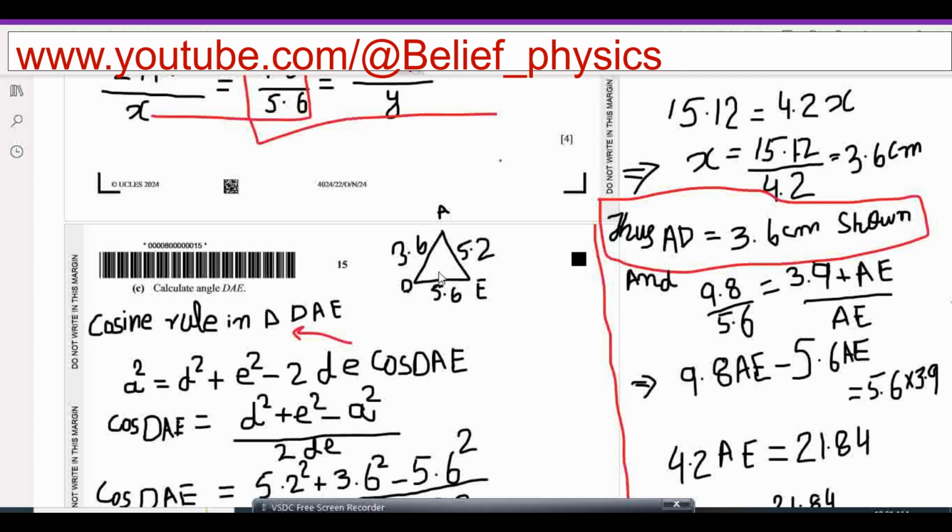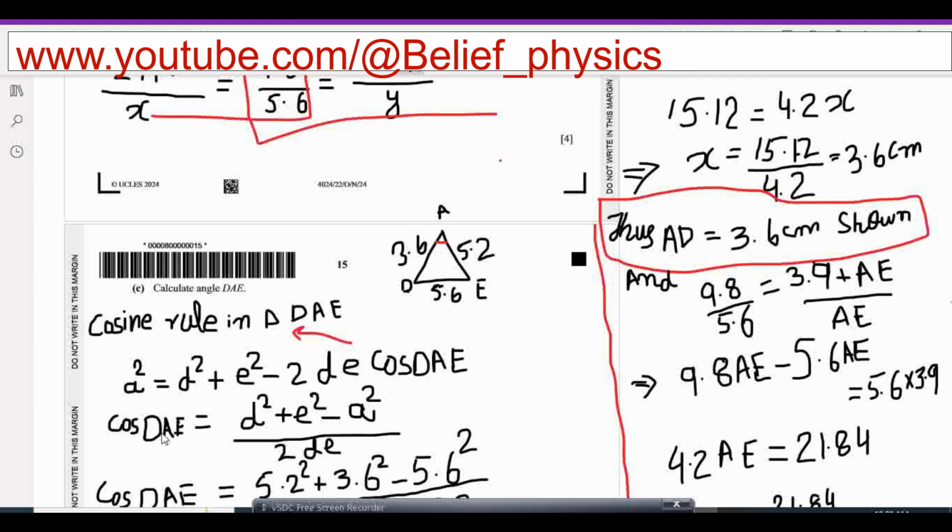I draw this triangle DAE for you here. We have these sides and we have to find this angle. This angle is the included angle between these two sides, so we can use the cosine rule. The cosine rule: the side squared opposite to angle A, a squared, is equal to d squared plus e squared minus 2de cos of DAE.